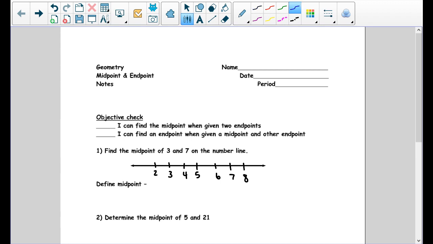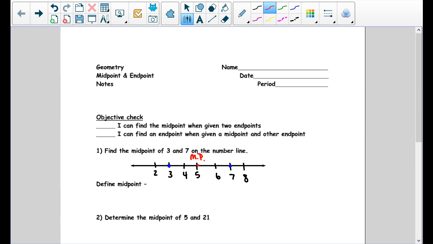So if I'm looking at 3 and 7, what's the midpoint? Midpoint of 3 and 7 would be 5. Okay? How do I know it's 5? It's in the middle, right? Okay. Now, define midpoint. Easy term, middle number, right?